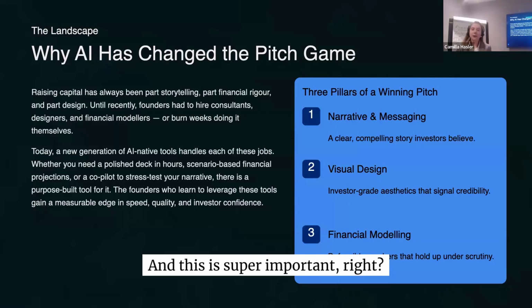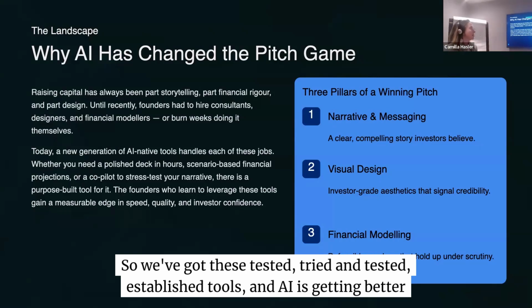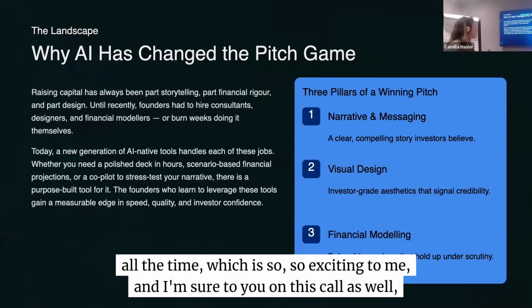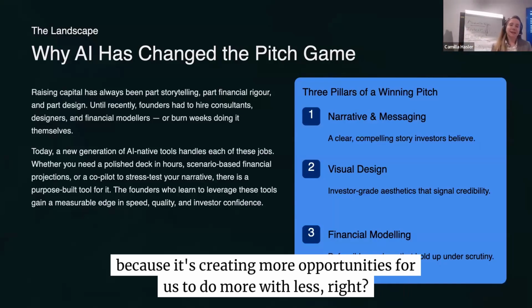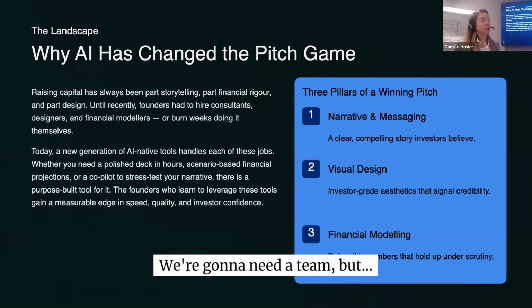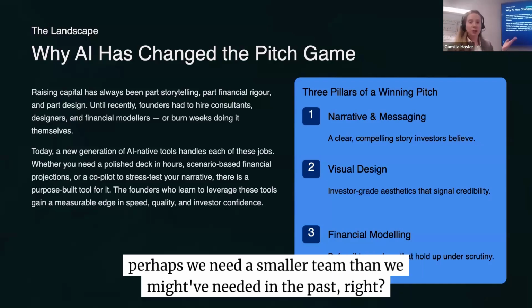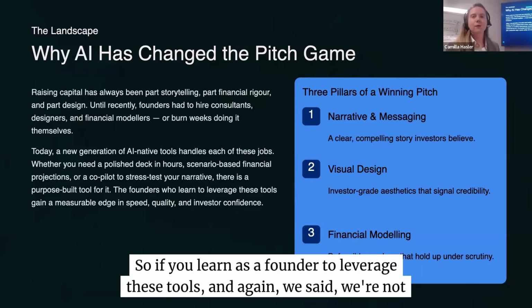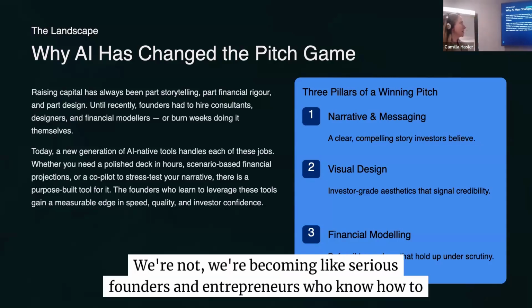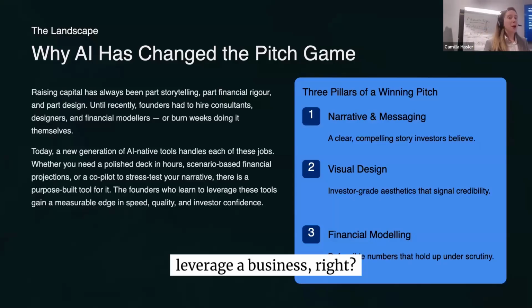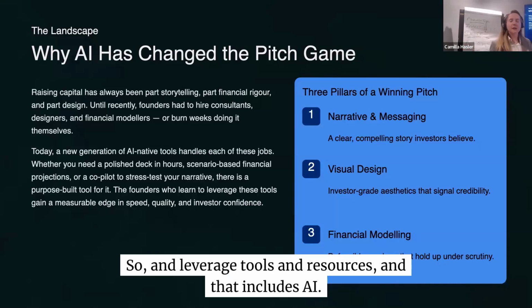And this is super important. So we've got these tried and tested, established tools, and AI is getting better all the time, which is so exciting to me. And I'm sure to you on this call as well, because it's creating more opportunities for us to do more with less. We're going to need a team, but perhaps a smaller team than we might have needed in the past. So if you learn as a founder to leverage these tools, we're not just becoming students here. We're becoming serious founders and entrepreneurs who know how to leverage a business, and leverage tools and resources, and that includes AI.